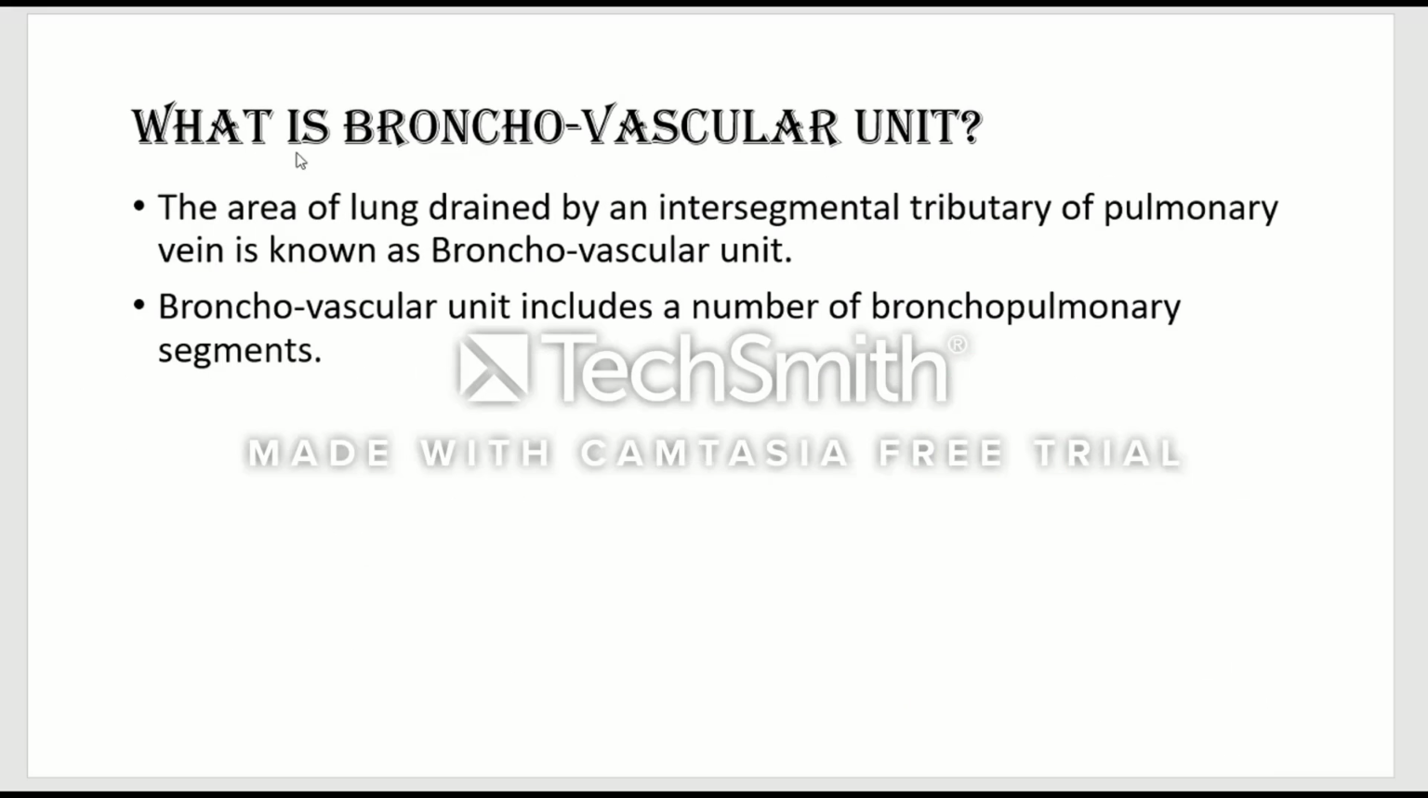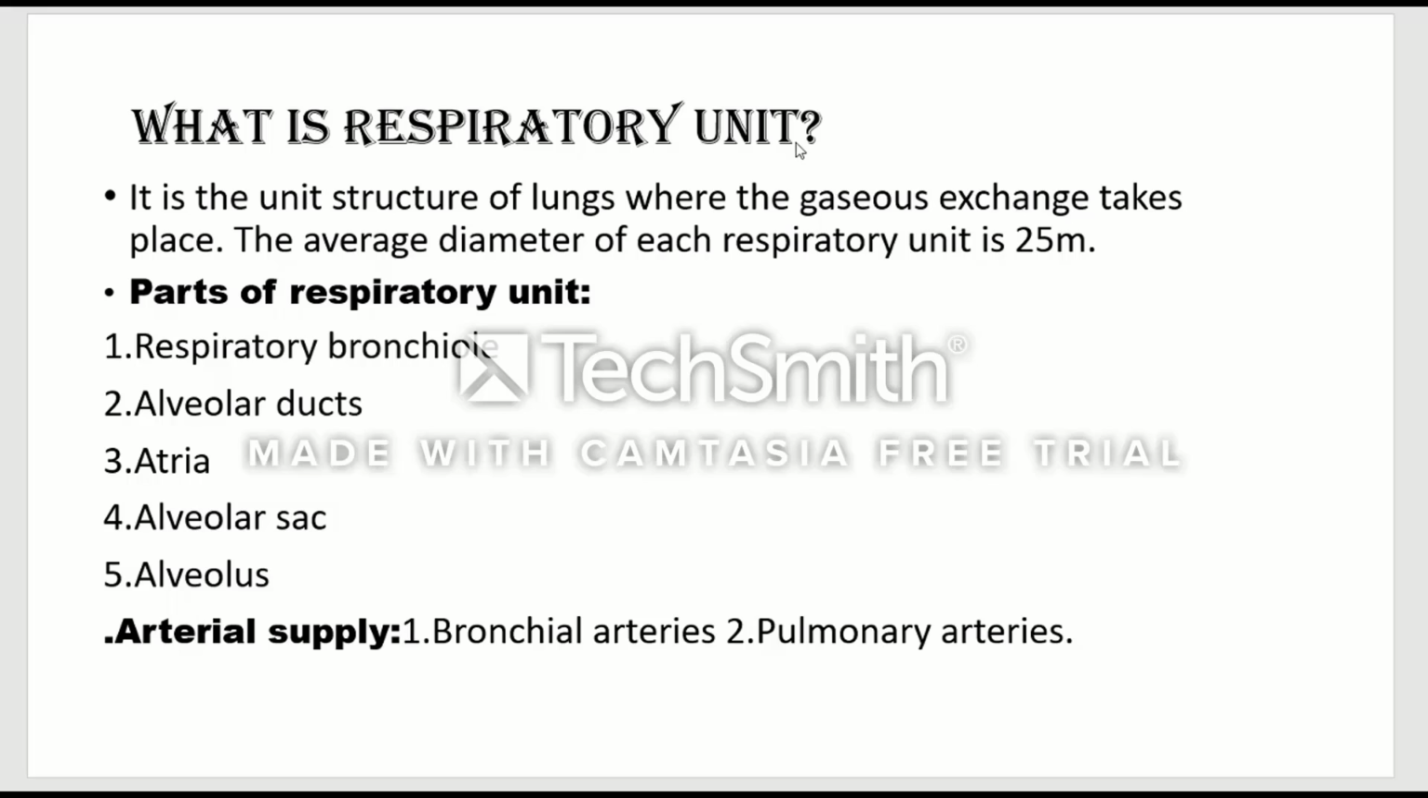Then আরেকটা ভাইভা কোশ্চেন হচ্ছে what is bronchovascular unit? The area of lung drained by intersegmental tributary of pulmonary vein is known as bronchovascular unit. Bronchovascular unit includes a number of bronchopulmonary segments. Respiratory unit. It is the unit structure of lung where gaseous exchange takes place. Each respiratory unit is 25 meter. Parts of respiratory unit is respiratory bronchiole, alveolar duct, atria, alveolar sac and alveolus, and it is supplied by bronchial arteries and pulmonary arteries.